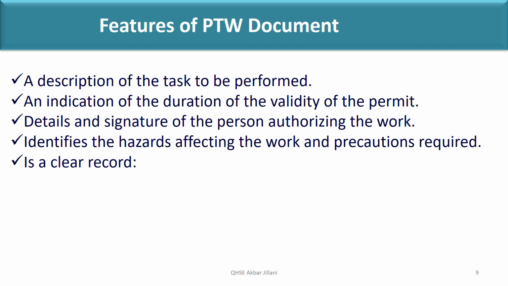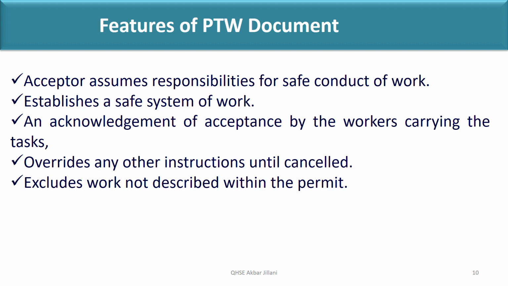Features of PTW: a description of the task to be performed, an indication of the duration of the validity of the permit. What's the permit validity? So there will be an indication. Details and signature of the person authorizing the work. Identifies the hazards affecting the work and precautions required. Is a clear record. This will be kept in the record retention.